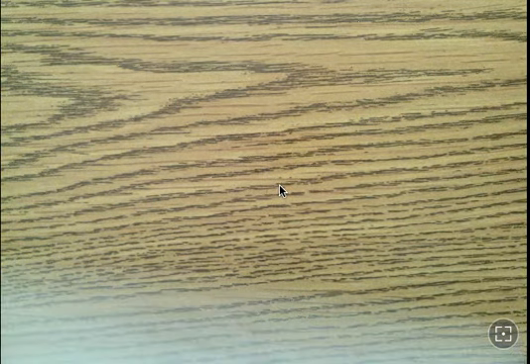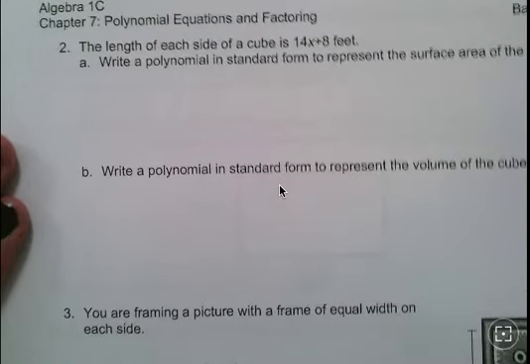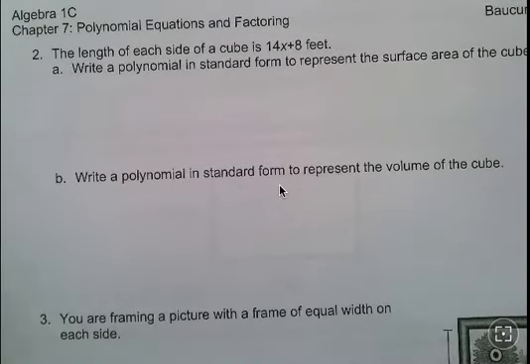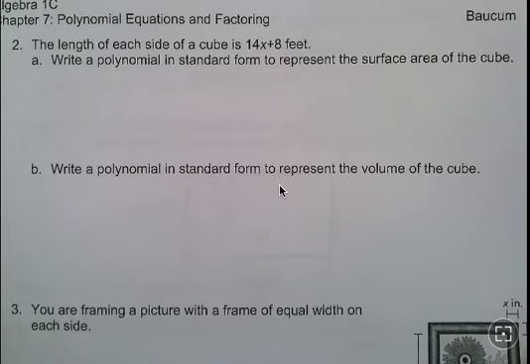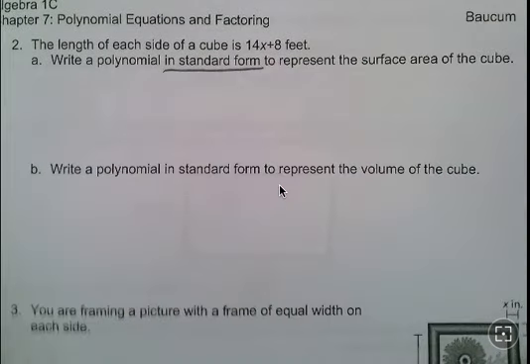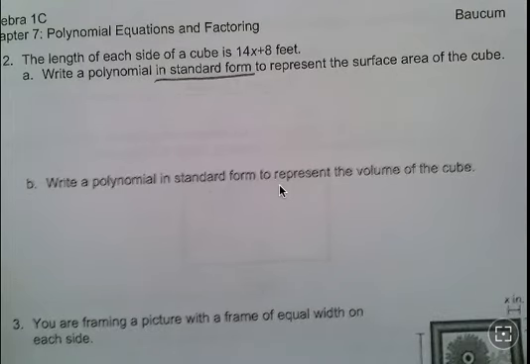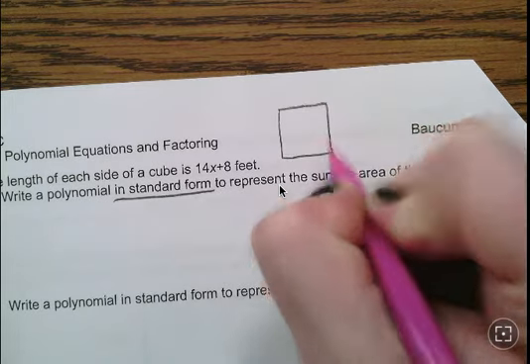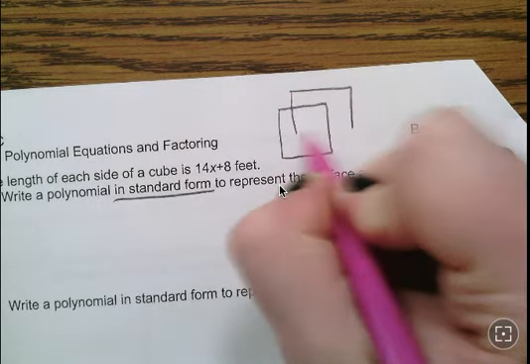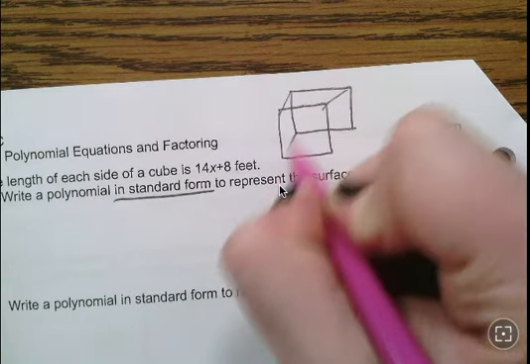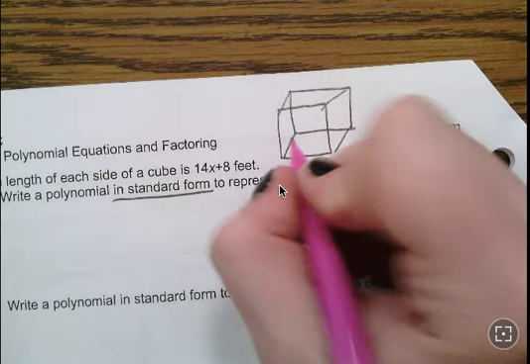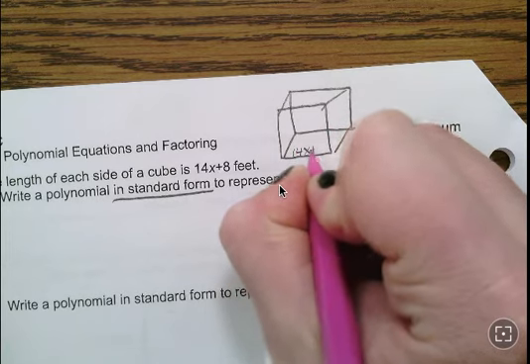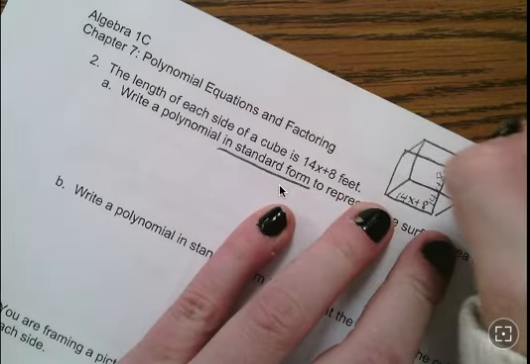Number 2, the length of each side of a cube is 14x plus 8 feet. Write a polynomial in standard form, that's important, in standard form, to represent the surface area of the cube. Let's start by drawing a cube. So I've got a square and a square, and we've got a cube here. Not perfect, but it's fine. And the length of each side is 14x plus 8.